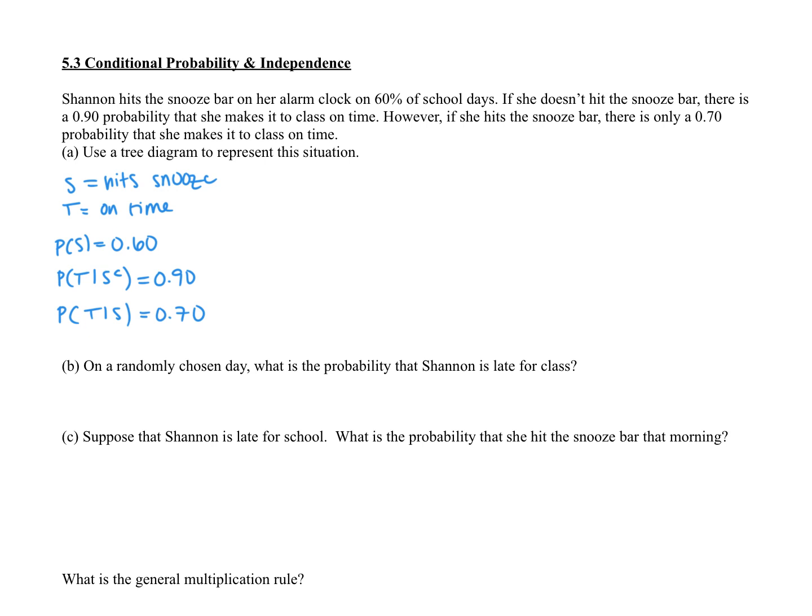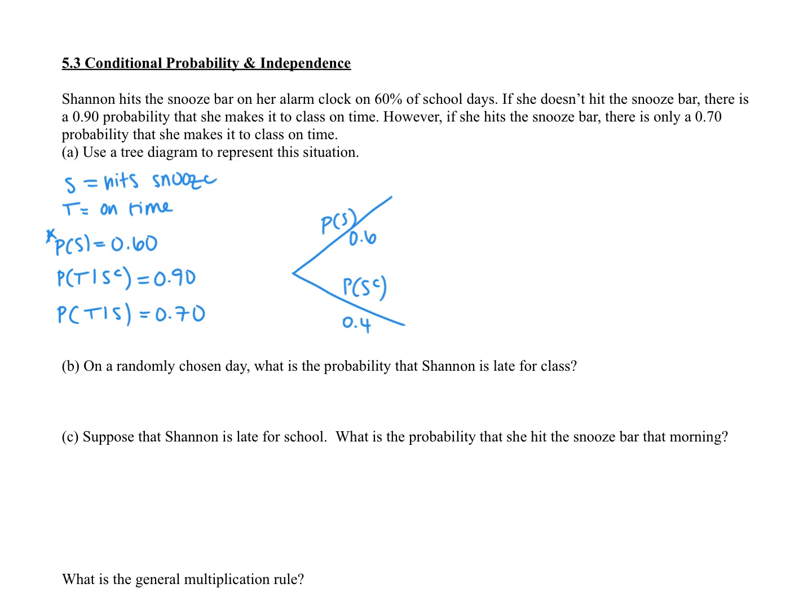Okay, so now we need to use a tree diagram. In your tree diagram, the first branches are always going to be the single probability. So every day, either she hits snooze or she doesn't. One option will be she hits snooze, and the other will be she doesn't hit snooze. She hits snooze 60% of the time, which means she doesn't hit snooze 40% of the time.